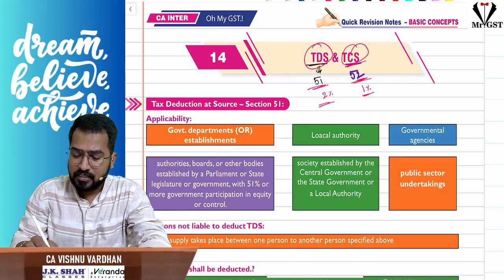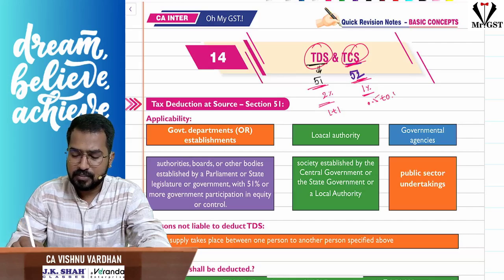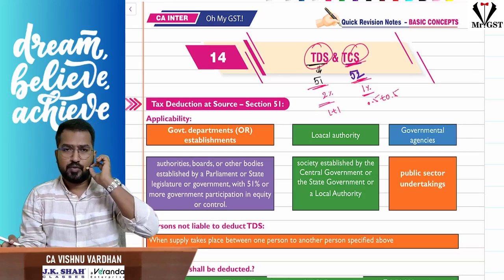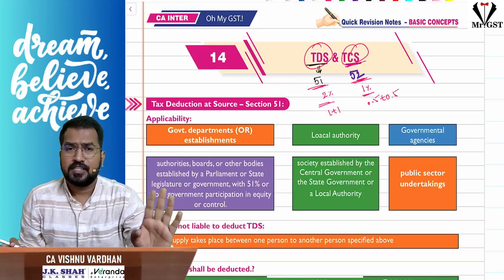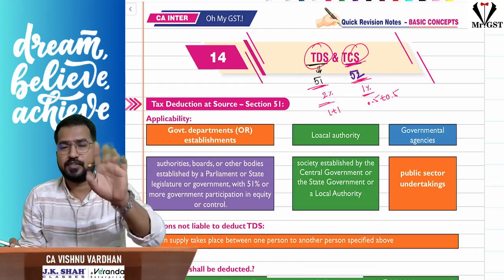That means for TDS, CGST and SGST are 1% plus 1%. For TCS, CGST and SGST are 0.5% plus 0.5%. That is the section number and the rates. So remember, TDS is section 51 with rate 2%, TCS is section 52 with rate 1%, right?